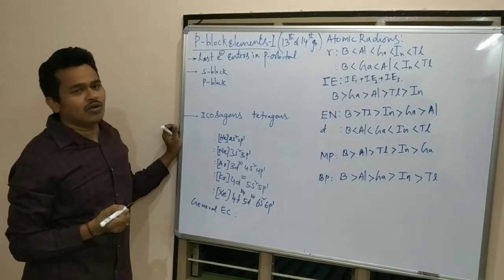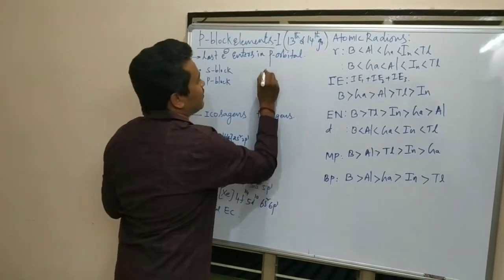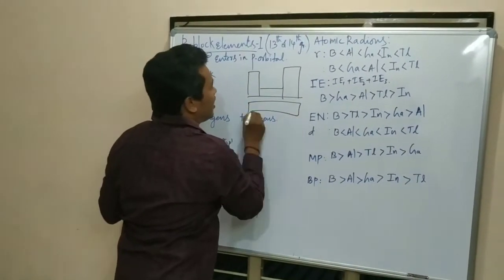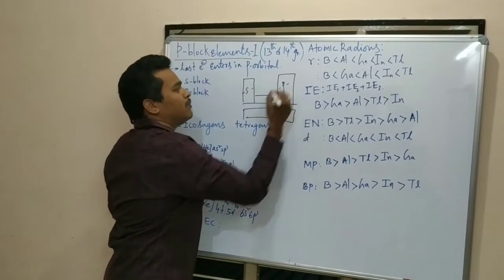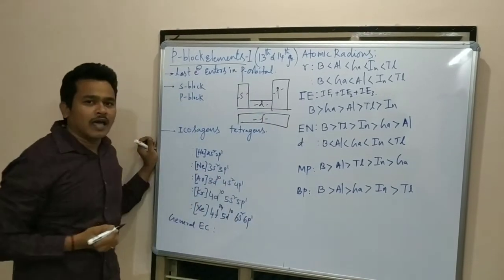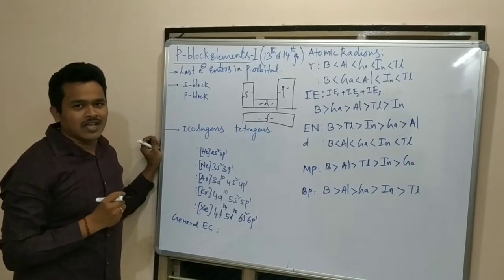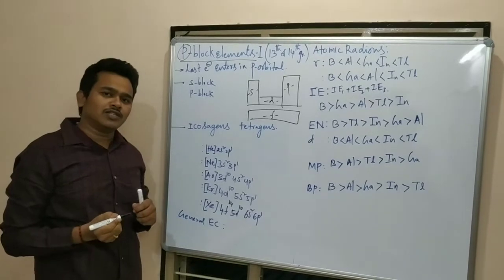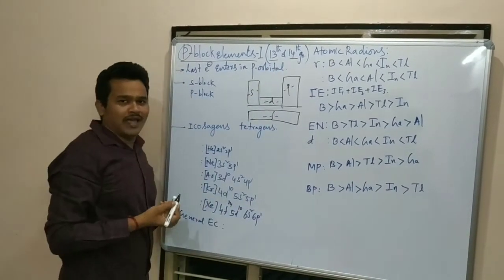The periodic table is classified into s block, p block, d block and f block. This is s block, this is p block, this is d block and this is f block. Now we are going to talk about p block elements. In that, we are going to discuss the 13th group and 14th group elements.